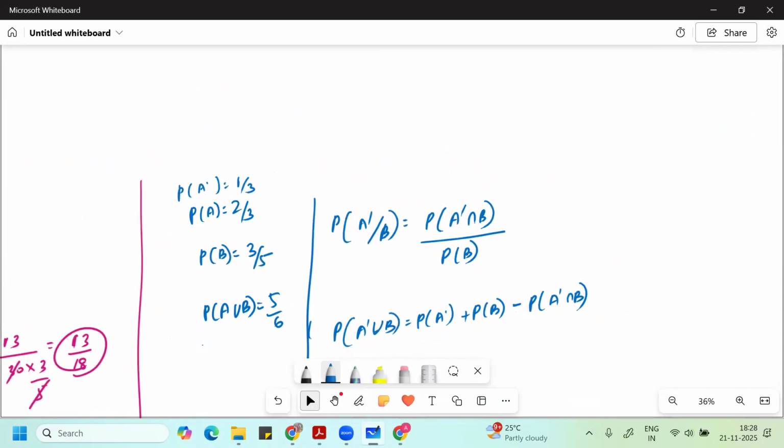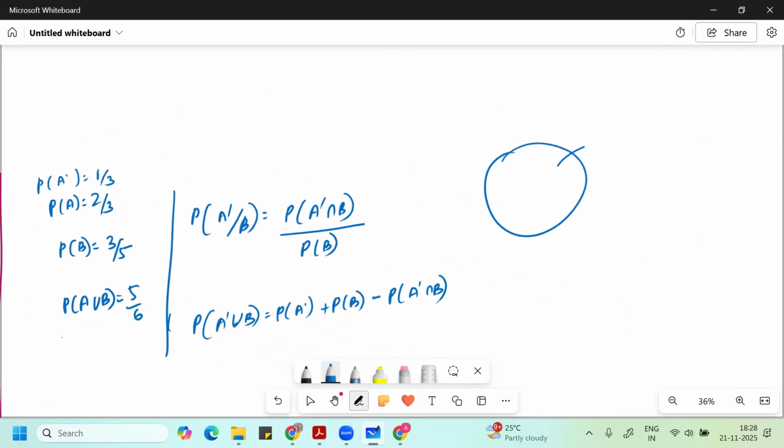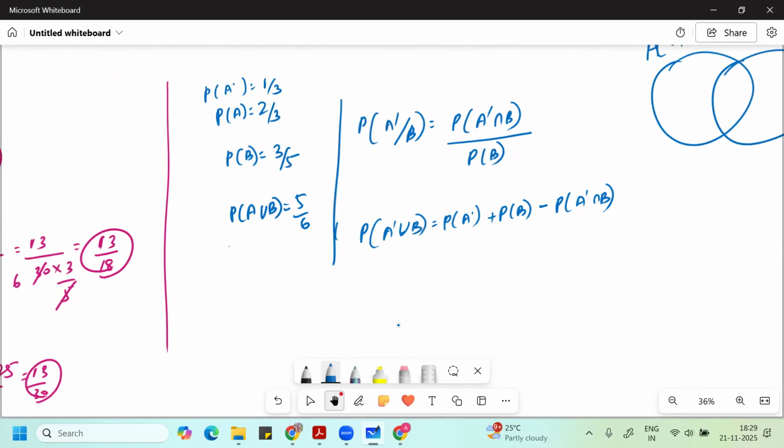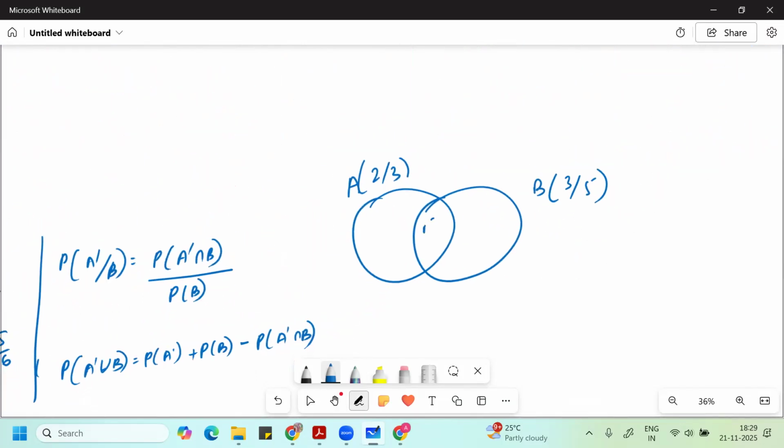So A is 2 by 3 and B is 3 by 5 and A union B. And what is A intersection B? A intersection B I'm getting is 13 by 30. What is A dash? A dash would be the area which is not the part of A.